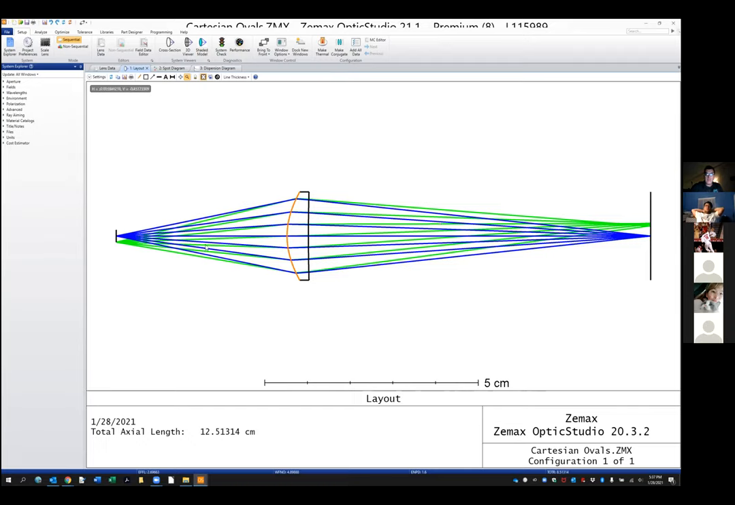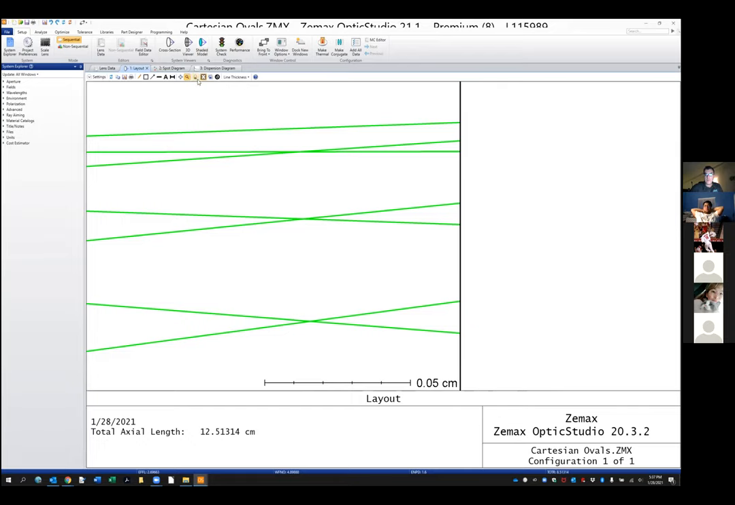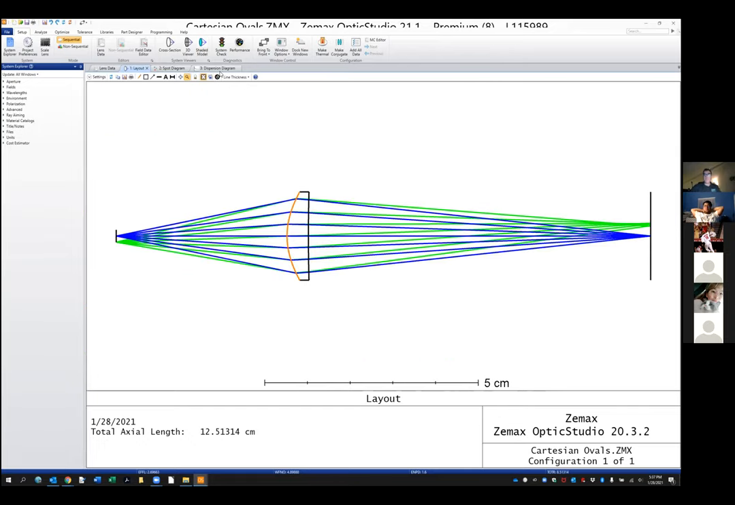But we noticed something. This off-axis point also sent a bunch of rays through the lens. Those don't even look close to being focused. And you might think, well, geez, did you do something wrong? Well, did we design this lens to take all those rays from an off-axis point on the left to an off-axis point on the right? No, the user didn't ask for that. We did all those calculations and arrived at a Cartesian oval for a point on the optic axis.